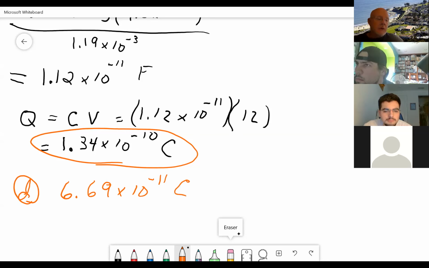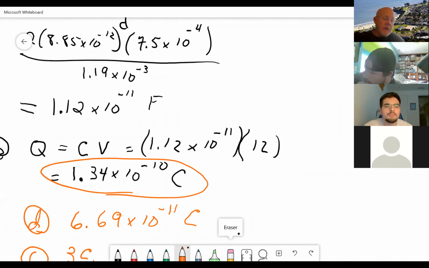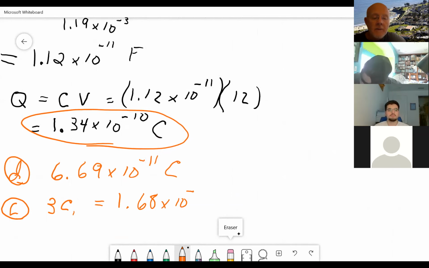coulombs. And then C, as you said, would be 3 times C1. Although it looks like this number here, 1.12, was 2 of them. So I'll divide it in half and then multiply it by 3. So is this a 1.68 times 10 to the negative 11?